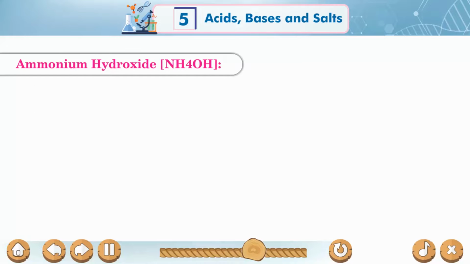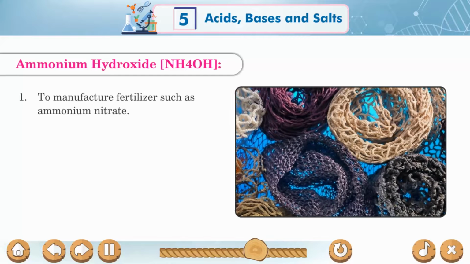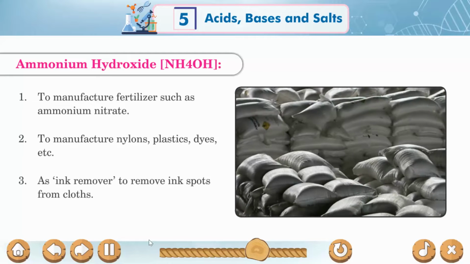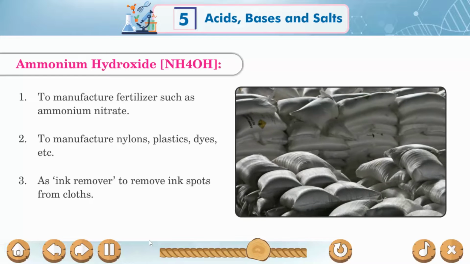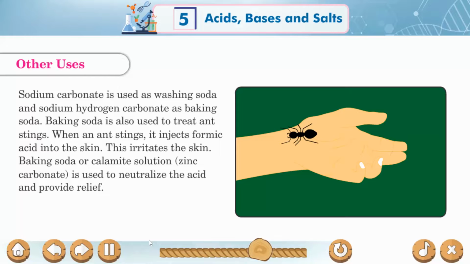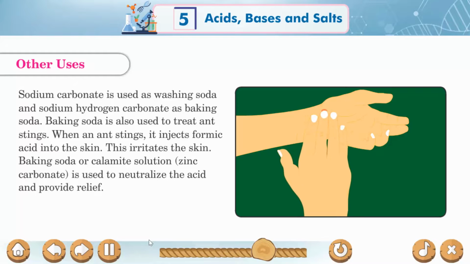Ammonium hydroxide, NH4OH. 1. To manufacture fertilizer such as ammonium nitrate. 2. To manufacture nylons, plastics, dyes, etc. 3. As ink remover to remove ink spots from cloths. Other uses. Sodium carbonate is used as washing soda and sodium hydrogen carbonate as baking soda. Baking soda is also used to treat ant stings. When an ant stings, it injects formic acid into the skin. This irritates the skin. Baking soda or calamine solution, zinc carbonate, is used to neutralize the acid and provide relief.